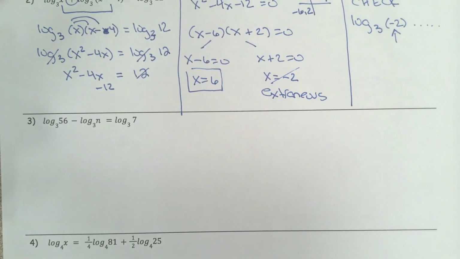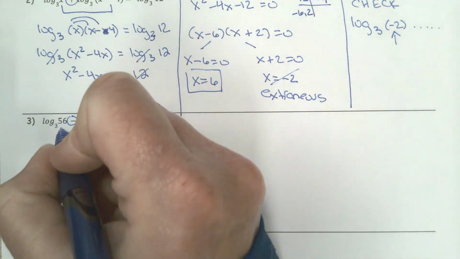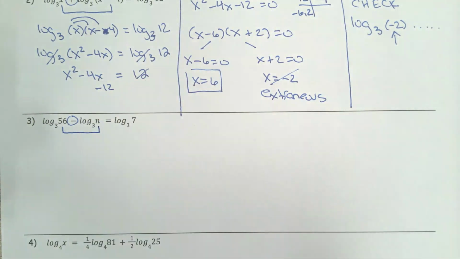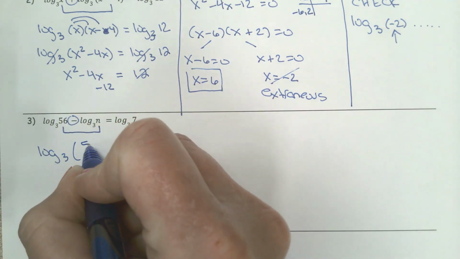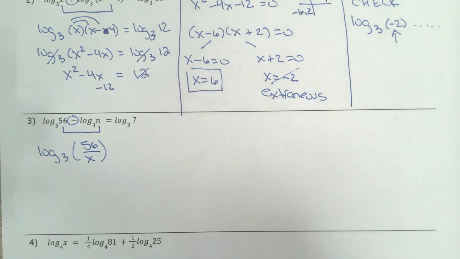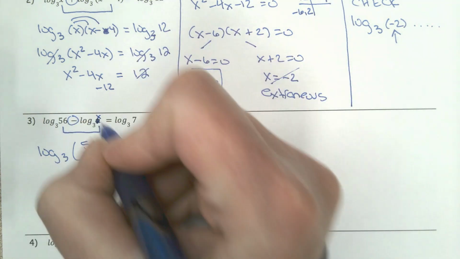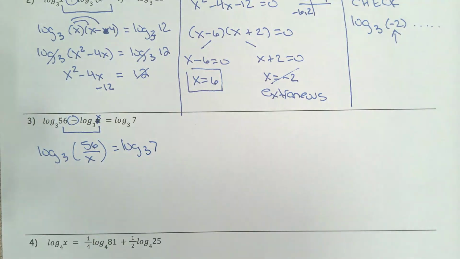On number 3, I have subtraction. I know that I condense via division. So this gets me log base 3 of 56 divided by, I'm tired of using other variables, I'm going to just use an x instead of an n, equals log base 3 of 7.